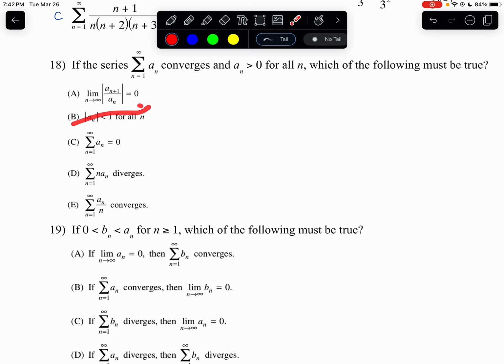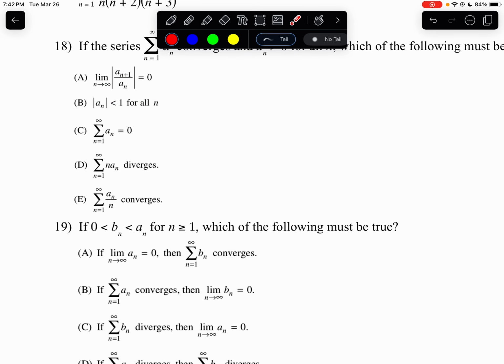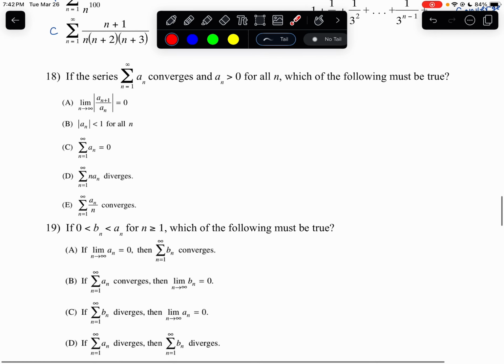So I don't know if we can really say either of those ones right here. It's saying that the series is equal to 0. I don't think we have any indication on what it's going to be. It can converge to 1. It can converge to anything. It doesn't have to converge to 0, so that doesn't make sense.